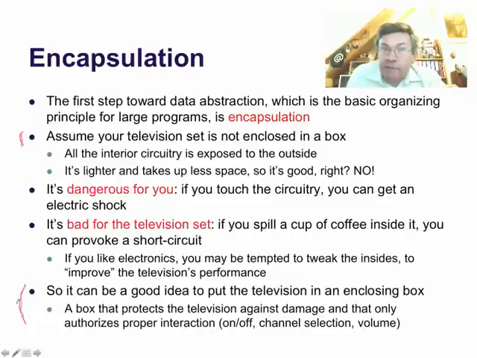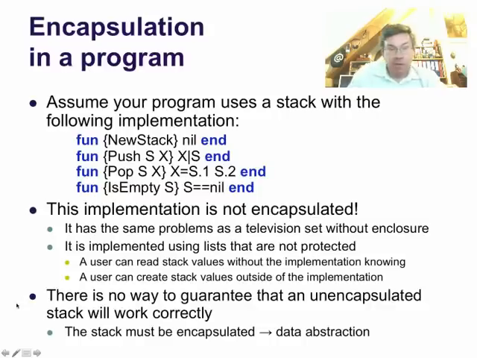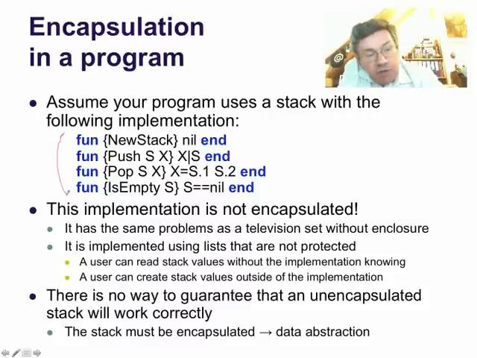A box will protect the television against damage, and it only authorizes proper interaction, so you can actually guarantee it works. So in a program, the same thing holds. Let's say you have an implementation of a stack. New stack returns nil. Pushing X on the stack S returns X|S. Popping X from the stack returns S.1 as the top, and the result of the stack is S.2. And there's a check whether the stack is empty. So this implementation uses lists to represent stacks.